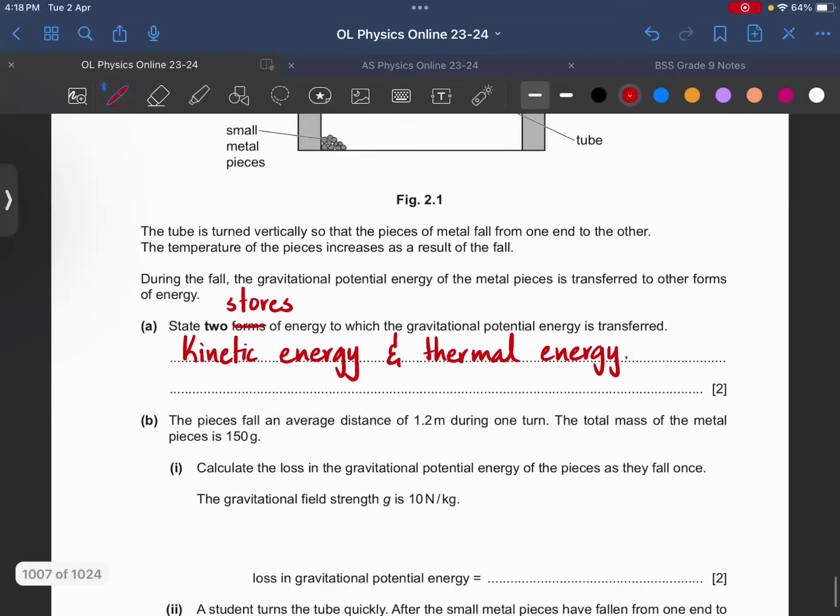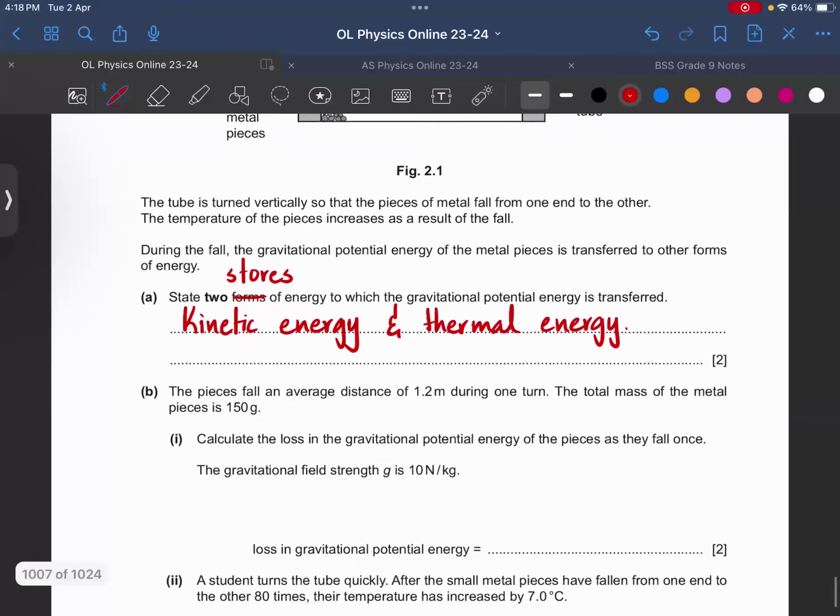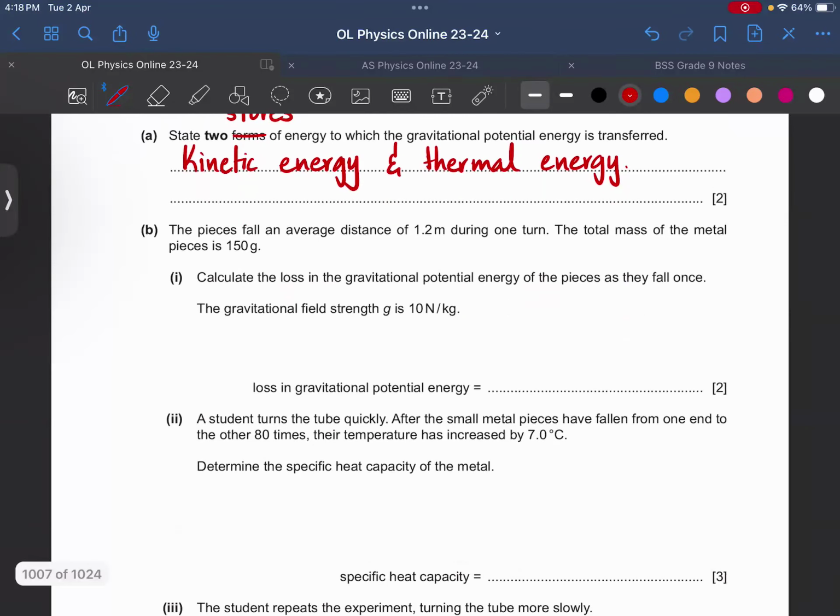Now, pieces for an average distance of 1.2 meter during one turn. Total mass of the metal pieces is 150 grams. Calculate loss in GPE of the pieces as they fall once. And then they have given a small g. Again, let's cancel this out and work with 9.8. So loss in GPE, EP is MGH. ठीक है, PE भी लिखें, कोई मसला नहीं. Examiner is not concerned with symbols. He's more concerned with the answer.